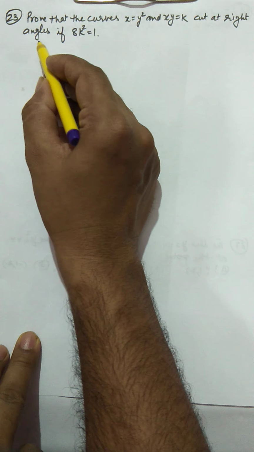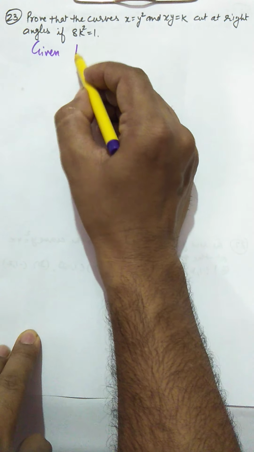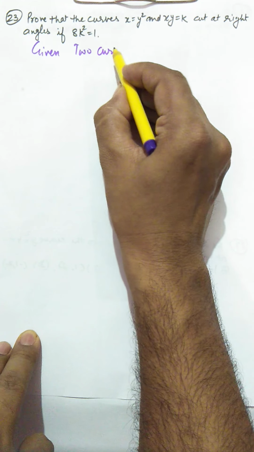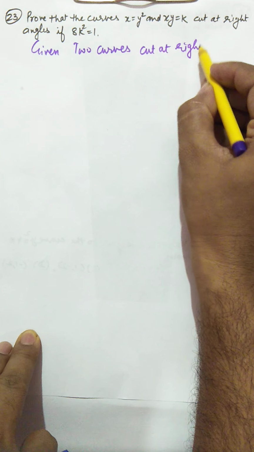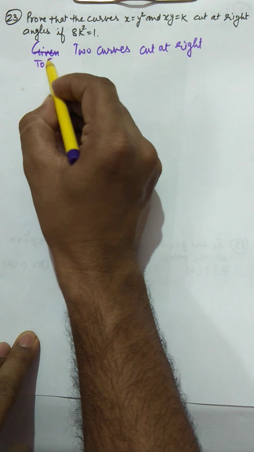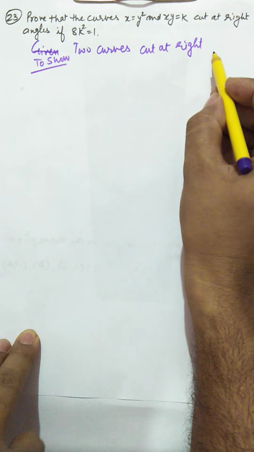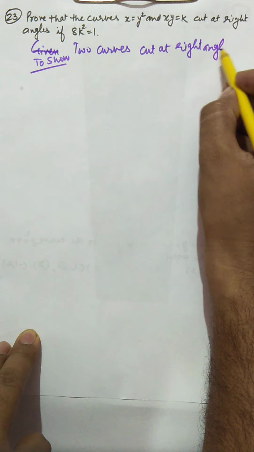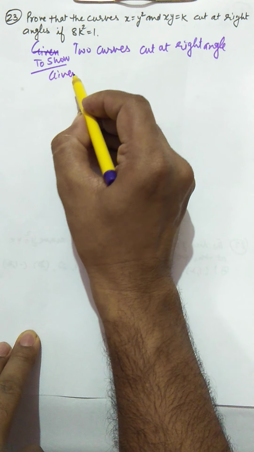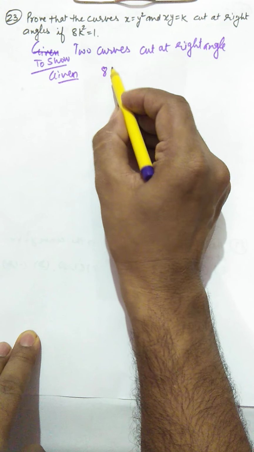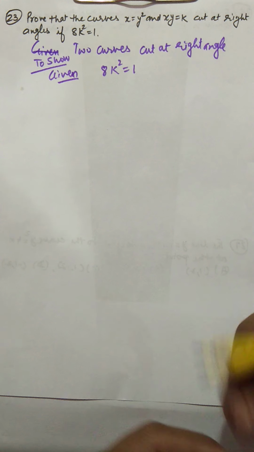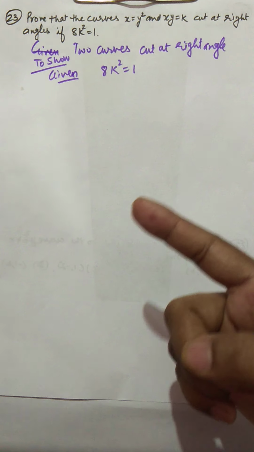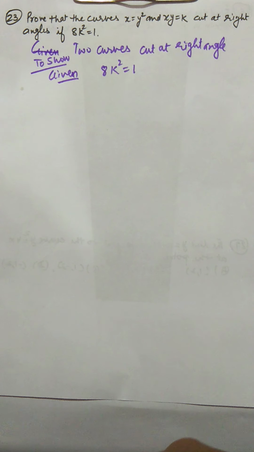So I'll write this: given two curves, to show that two curves cut at right angle. And what is given? Given is that 8k square is equal to 1. There is one more question where the question is opposite: given is to show 8k square equal to 1 when it is given that two curves cut at right angles.